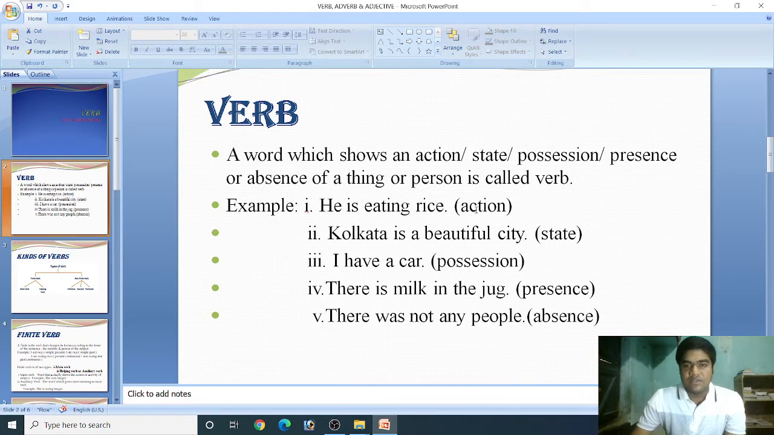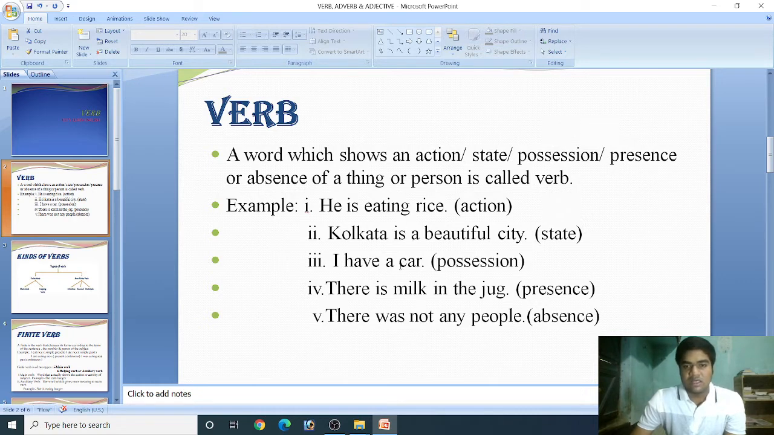He is eating rice. In that case he is the subject or person, you can say. This person is doing a particular work, he is eating, so eating is the verb here. Then, Kolkata is a beautiful city. It tells about the state of Kolkata, that Kolkata is beautiful. So is here in this sentence is a verb.